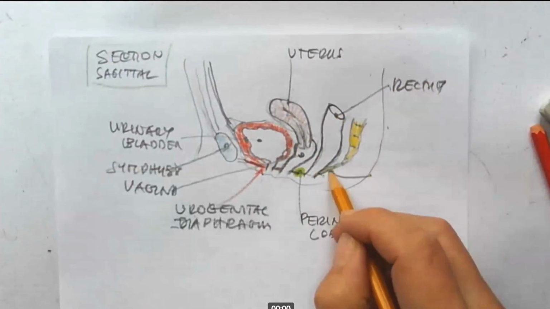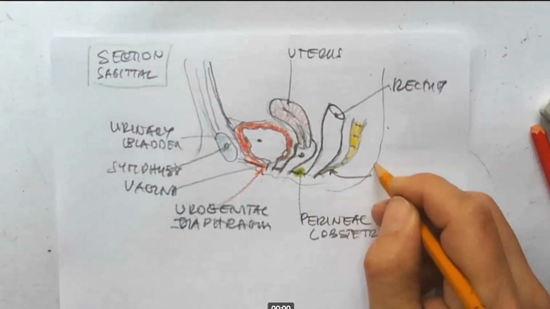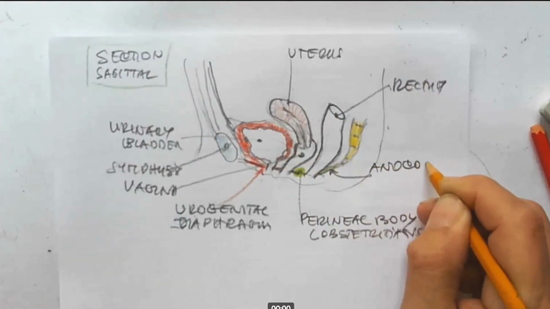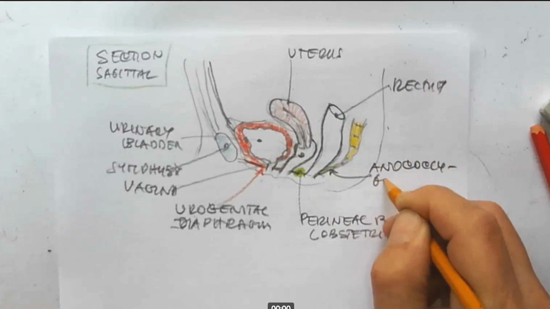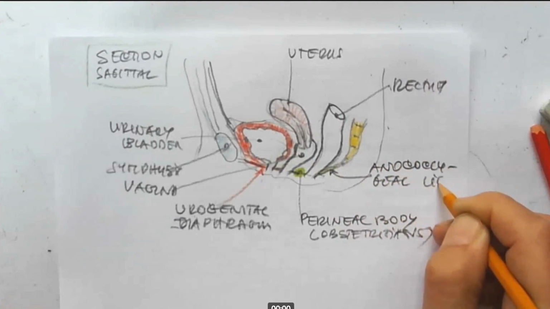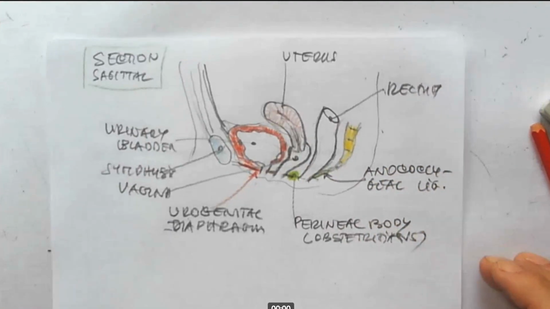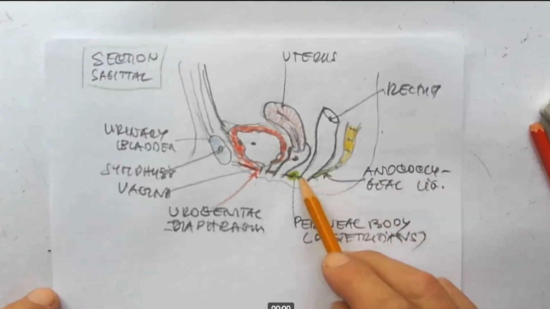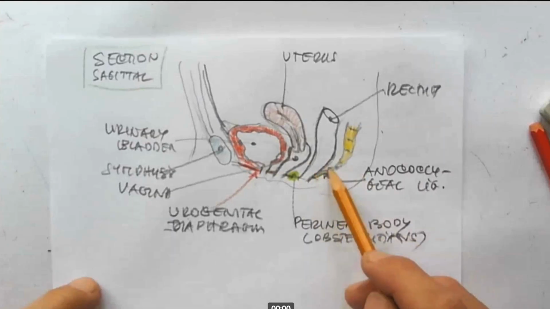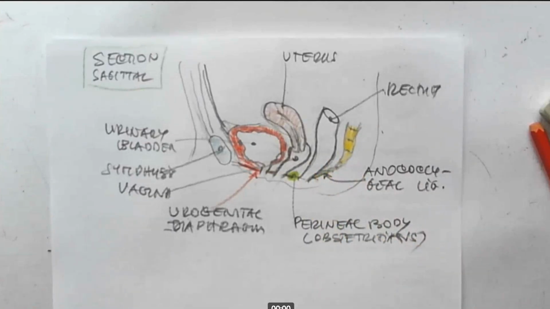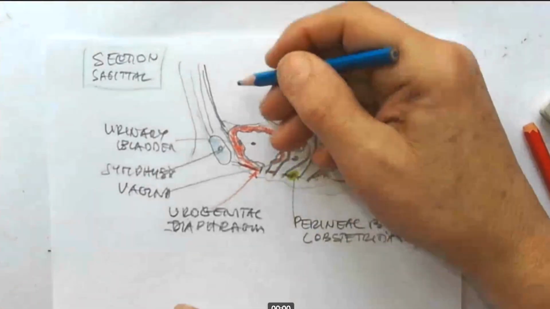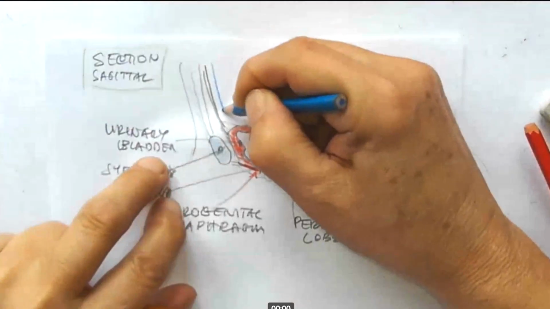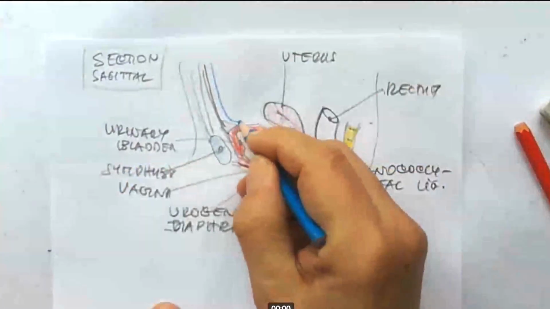And here we see the anococcygeal ligament. This ligament is also important for obstetricians because it helps to stabilize the position between the rectum and the posterior part, the skeleton, etc. And what is the most important for us is to see the peritoneal covering. So here is the peritoneum, drawing the peritoneum.